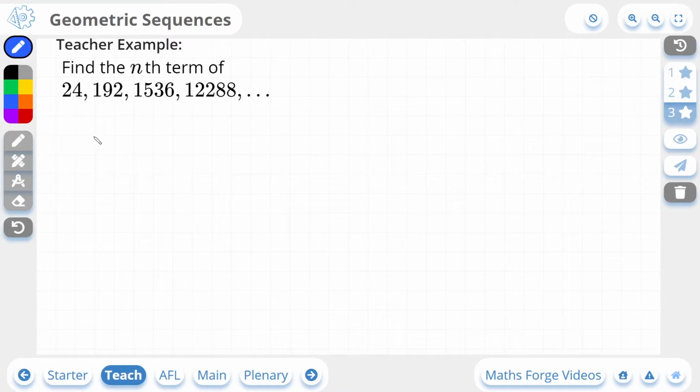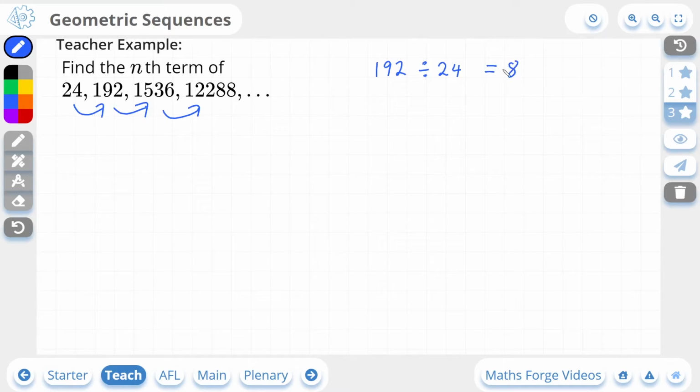We'll now do a 3-star example. Here we're being asked to find the nth term of the following sequence. So to find the nth term of the sequence, you first need to find what is known as the common ratio. The common ratio is a number you multiply or divide by to get to the next term in the sequence. So what do we multiply 24 by to get to 192? A quick way of doing this is to take your 192 and the number before it, which is 24, and divide them. 192 divided by 24.